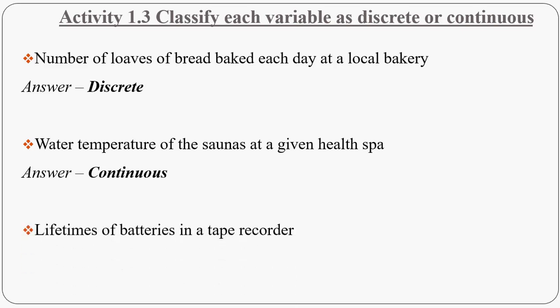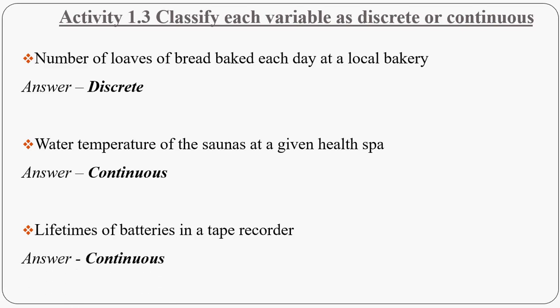Yes. Let us see example number 3. Lifetimes of batteries in a tape recorder. Now, the lifetime of a battery, is it countable or countless? It depends on usage. If you are using more, the life will be less. If you are using less, life will be more. It depends. So it is countless. When it is countless, does it come under the category discrete or continuous? Dear students, is it discrete or continuous? Yes, it is continuous. You are right.